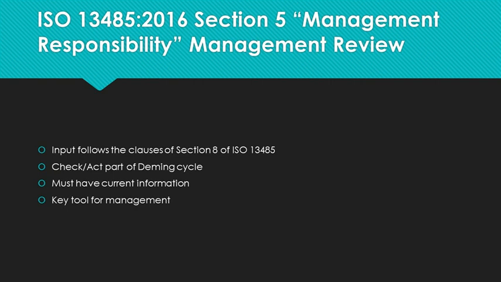So that takes us into the most important tool for management to support and ensure the effectiveness of the quality management system, and that is the management review. If you look at the required inputs to the management review, you will see they follow the clauses of Section 8 of ISO 13485. Now, this is not just a happy coincidence, but a planned requirement. Section 8, Measurement, Analysis, and Improvement, is the check and act portion of the Deming cycle. Management is responsible for the improvement of the quality management system. The only way management can create improvement is if they have information as to the current performance so they know what to work on.